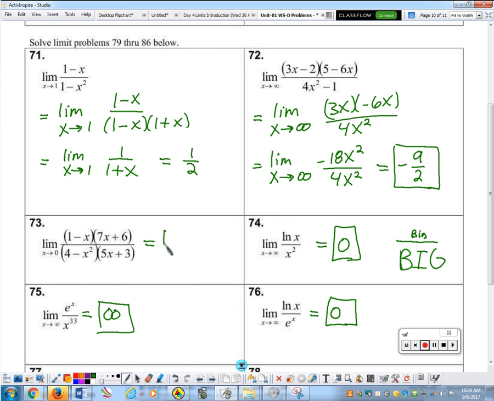So this limit problem can look like this. One will dominate here. This is going to get close to 0. Adding 6 is going to get really close to 6. That's going to get really close to 4. That's going to get really close to 3. Hey, this whole thing's getting close to a number. 6 over 12 is 1/2.